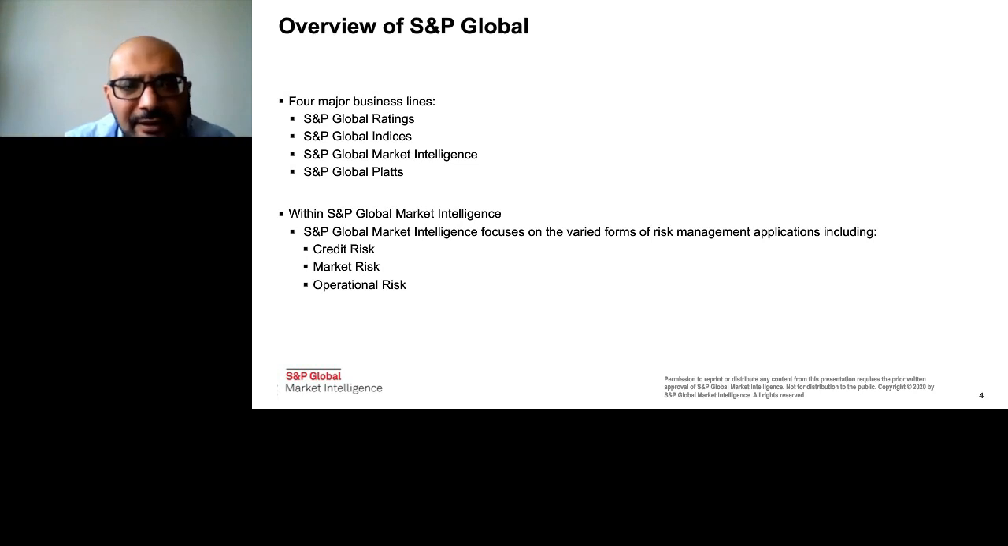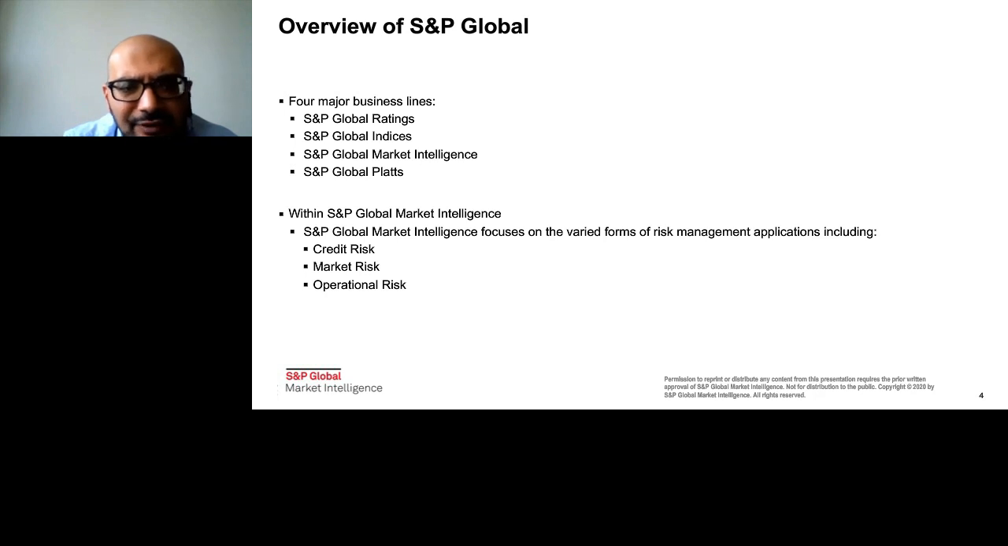So S&P Global has four major business lines: S&P Global Ratings, which effectively rate larger public entities; S&P Indices, like the S&P 500, the Dow Jones; S&P Global Market Intelligence, which is the group I belong in, which is focused on providing data analytics to a variety of clients in finance, typically targeted towards risk management; and Platts, which is an energy-focused research entity as well.